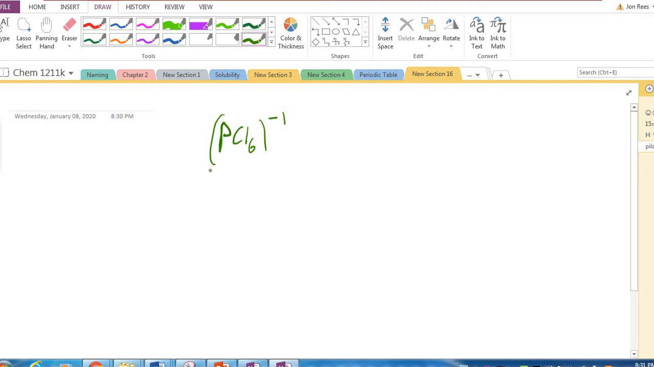Phosphorus itself is right below nitrogen. It's going to have 5 valence electrons. Chlorine has 7 valence electrons, so that's going to be 7 times 6, since there are 6 of them. So there's 42 here, there's 5 here, and you have to account for this one right here. So that's going to be +1, and so that is going to equal 48. So I have to account for 48.